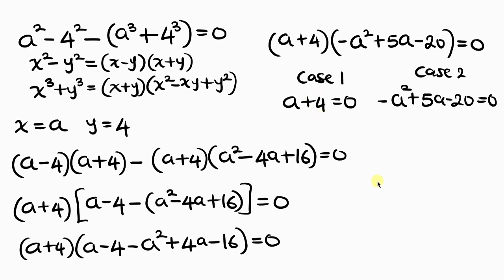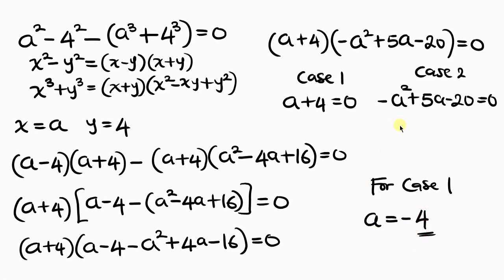So for the first case, I'm going to write case 1. For case 1, to get the value of a, I'm just going to move 4 to the right hand side so that we have a equal to negative 4. So this is one value of a.